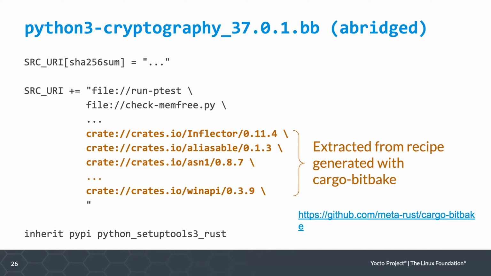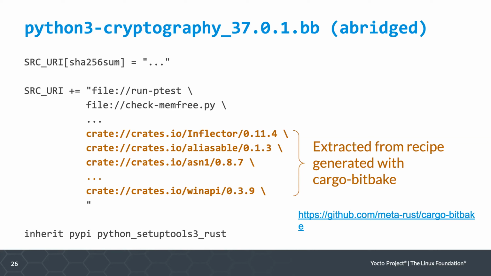The only problem is that in order to get all these crate URLs, you need to get them from somewhere, and the tool out there that does that for us is Cargo Bitbake. And it's great at it. It creates a basic skeleton recipe. So if you look at your Python module, there's usually a source directory or something like that that has a cargo.toml in it. And so you run Cargo Bitbake on that.